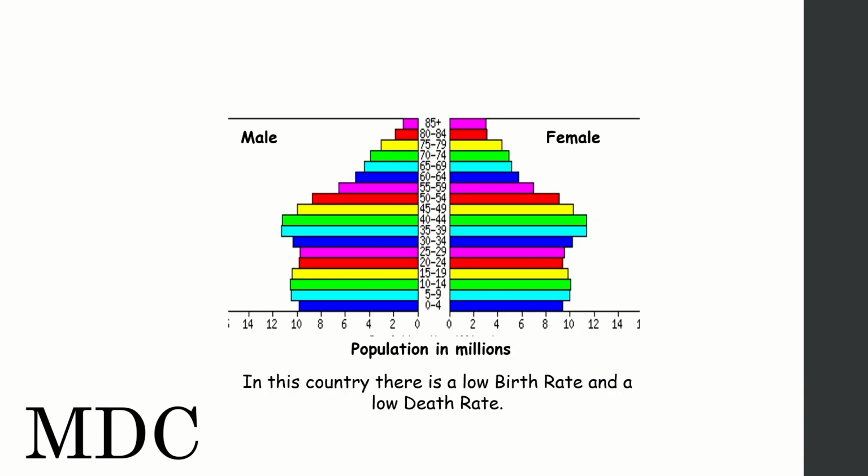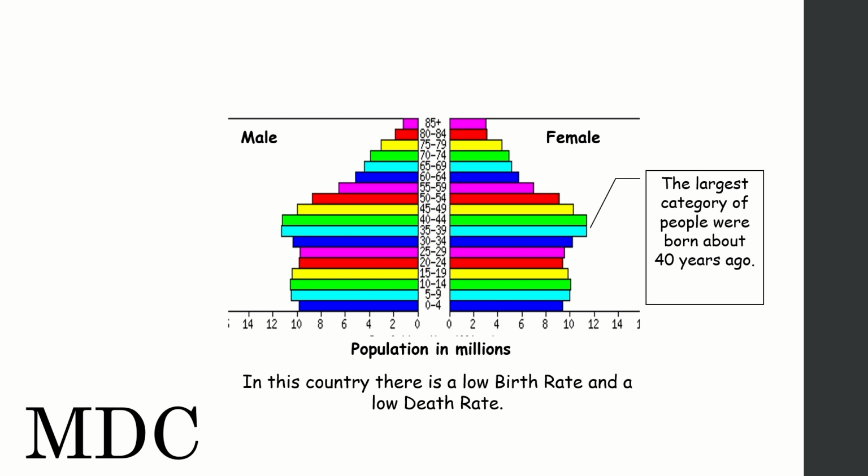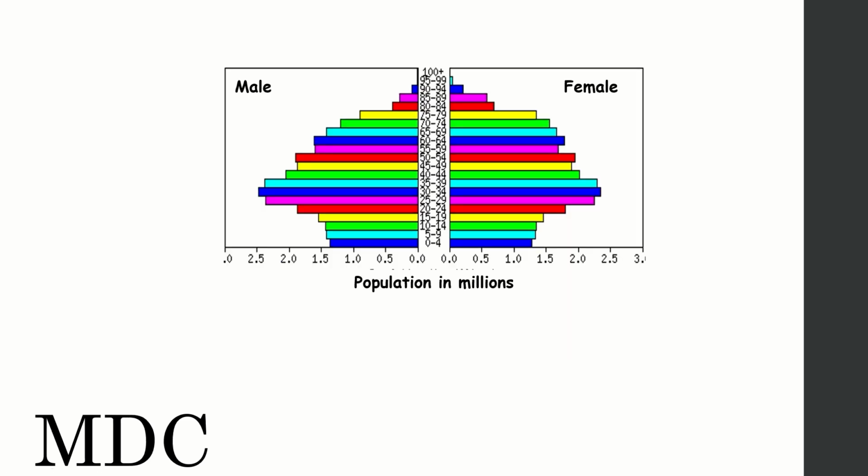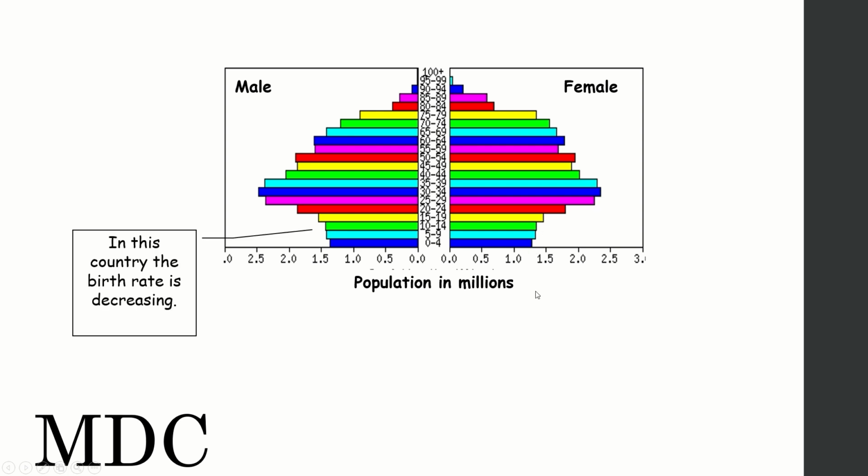Most developed countries, what we see here is this pattern, as I showed you before. And this has its own set of challenges. In this case, the largest category of people were born 40 years ago. This would be typical of the baby boomers. Here's an example of a mature nation in terms of demographics. The population is declining quite dramatically for the younger generations. The birth rate is decreasing, in other words.